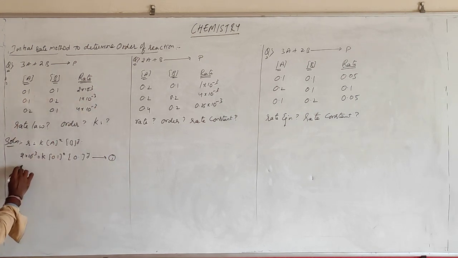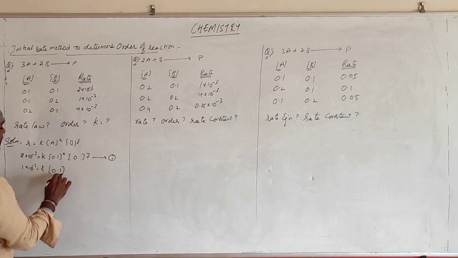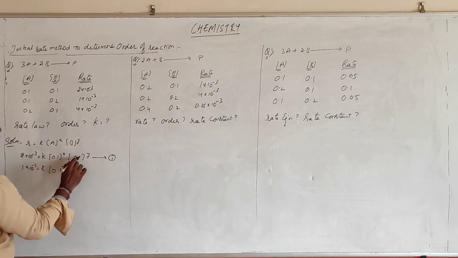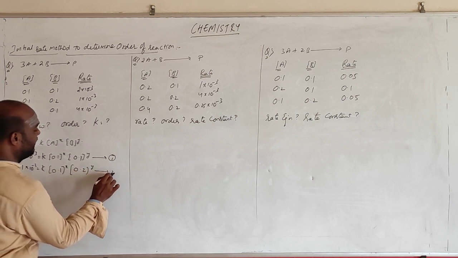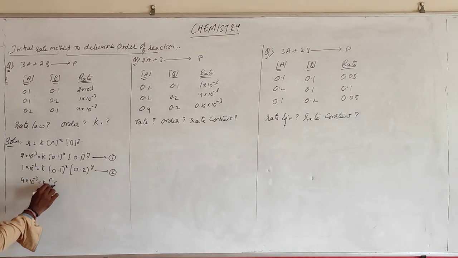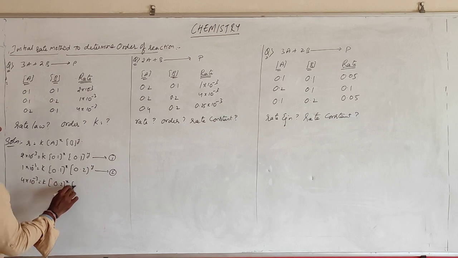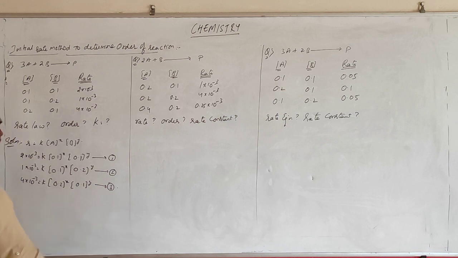Second equation: 1 into 10 power minus 3 is equal to k into the concentration of A, 0.1 power x, B is 0.2 whole power y. This is the second equation. Going to the third equation, the rate is 4 into 10 power minus 3, k into 0.2 whole power x, B is 0.1 whole power y. This is equation 3. Clear? From these three equations, find out the value of x and the value of y.